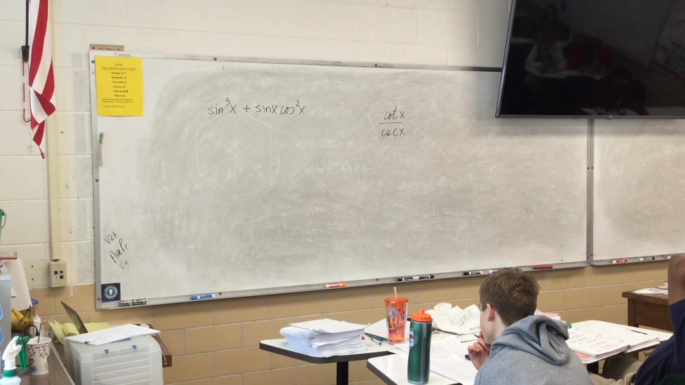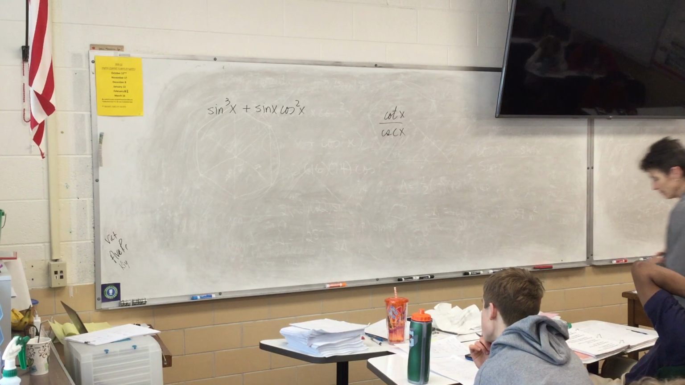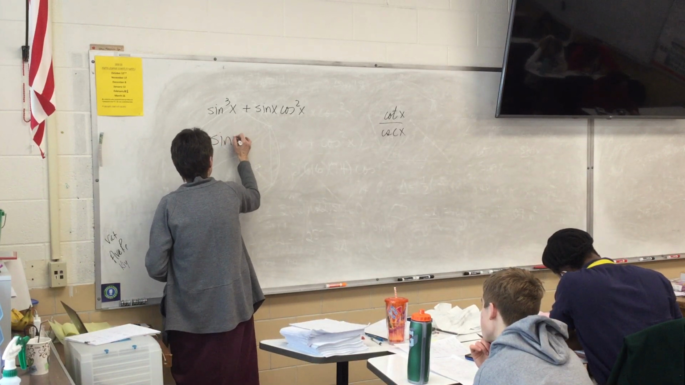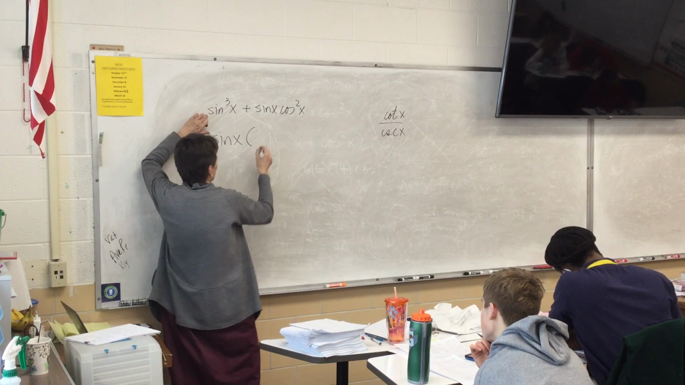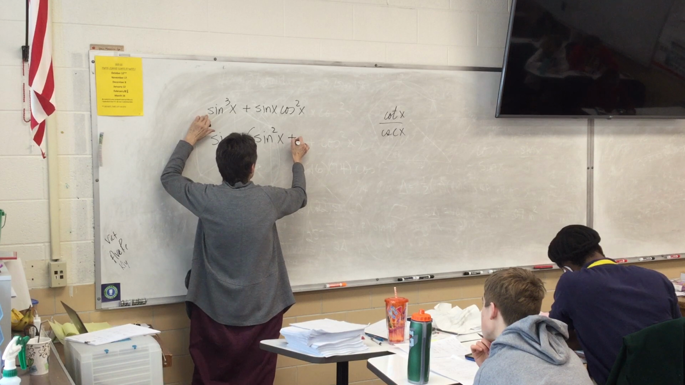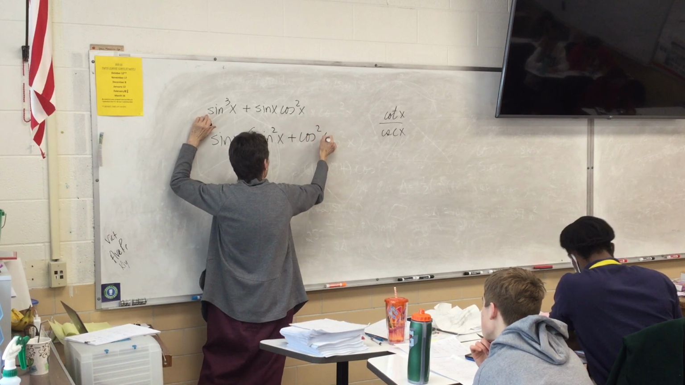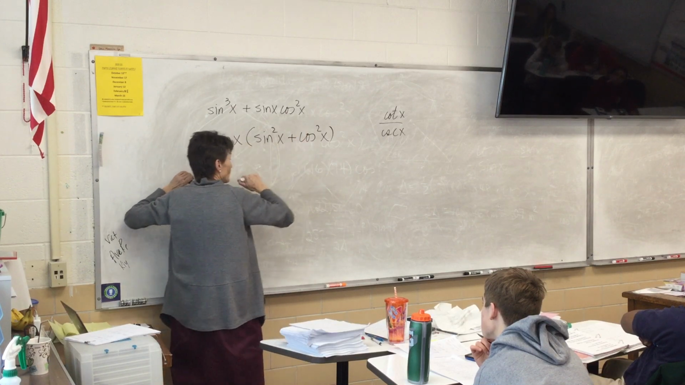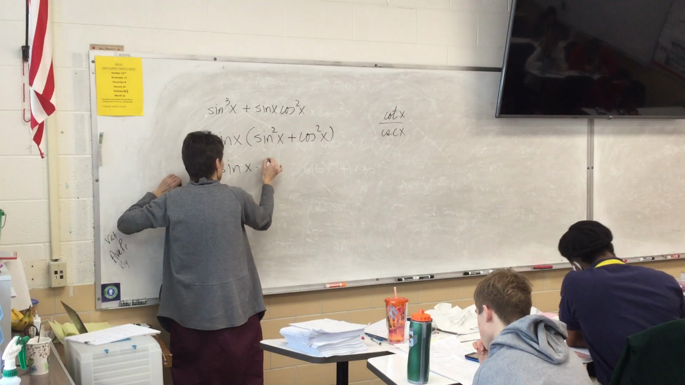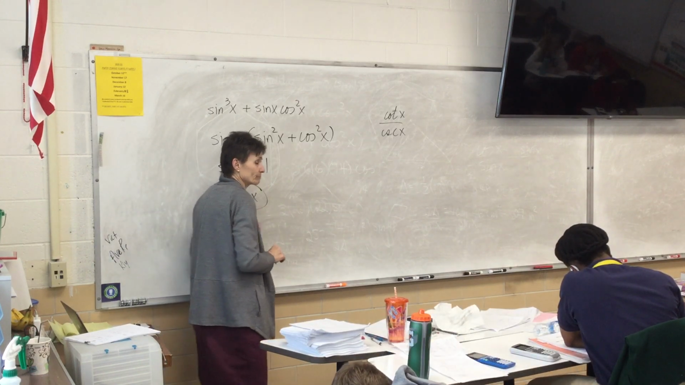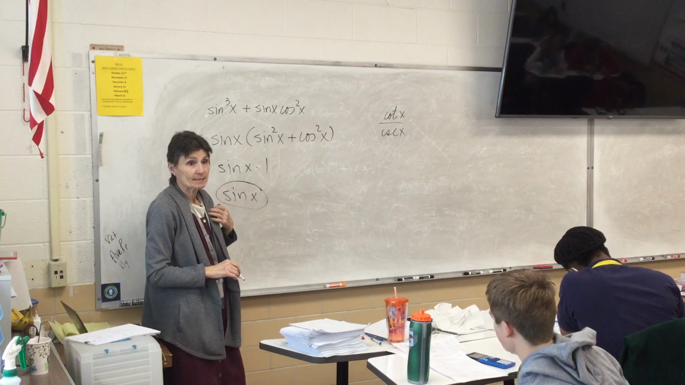Yes, I heard somebody say take out a sine. You can factor out a sine. So what happens when I do that? I'm going to take out a sine. What am I going to be left with? Sine squared plus cosine squared. What's sine squared plus cosine squared? 1. So we just have sine times 1, which is sine. Easy.